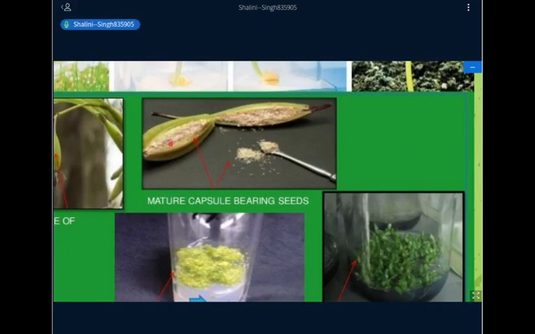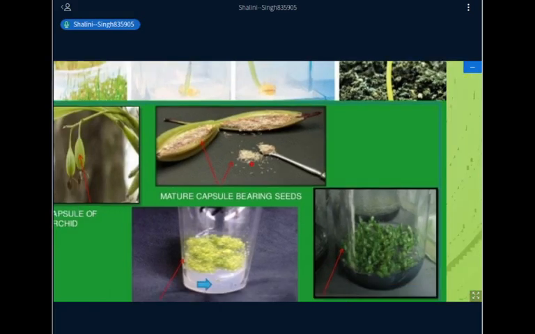This is a capsule of a mature orchid plant, and it is filled with these seeds. They are just like pollen grains, very minute in size. So what is the significance of the size of a seed?